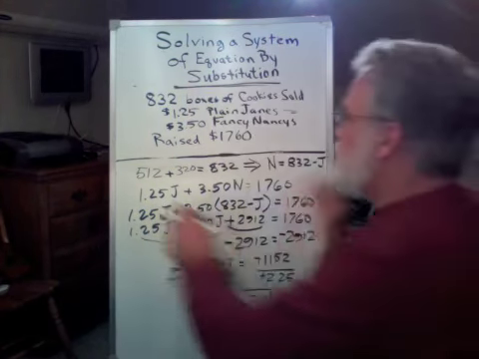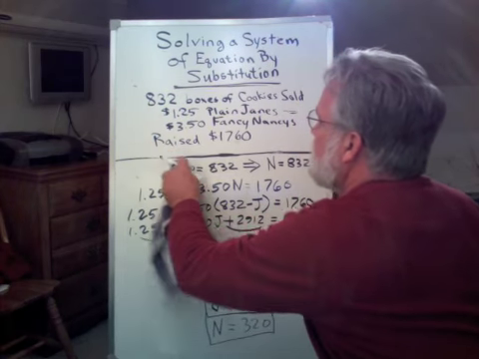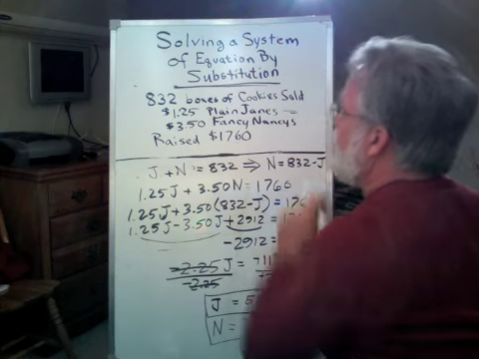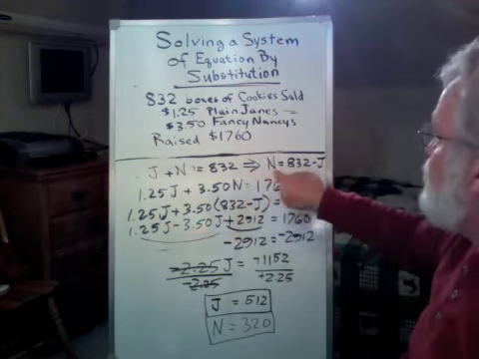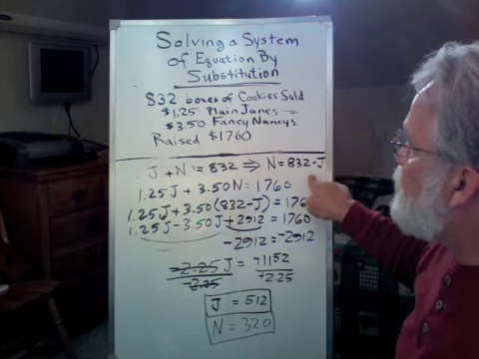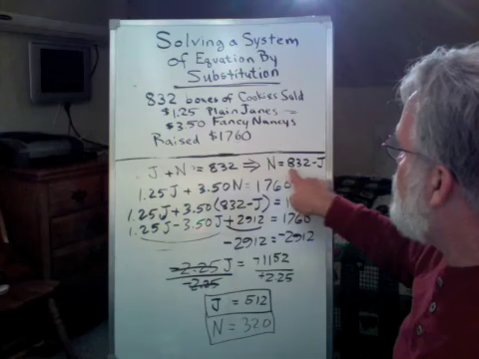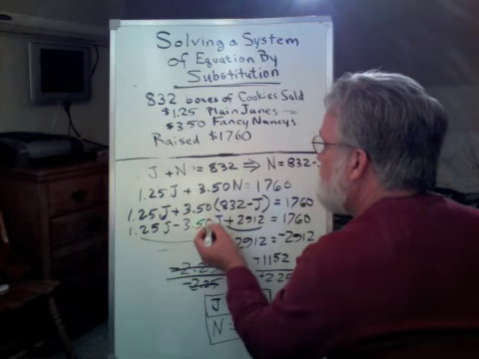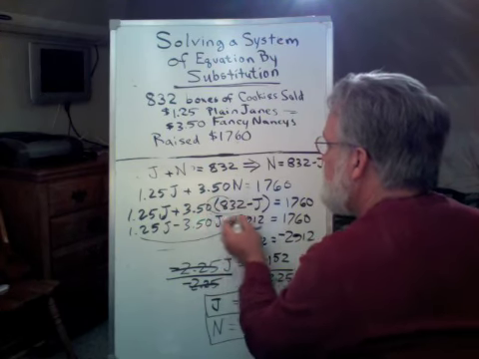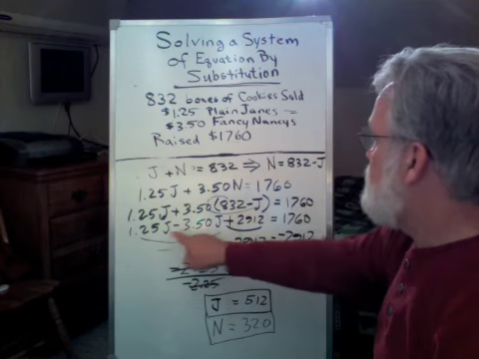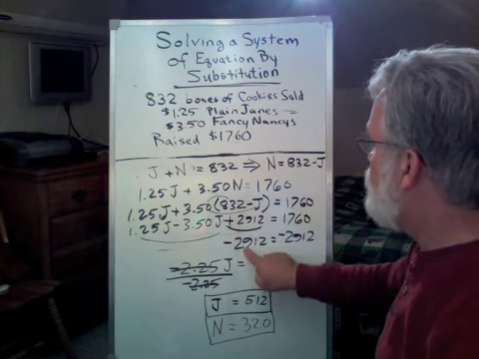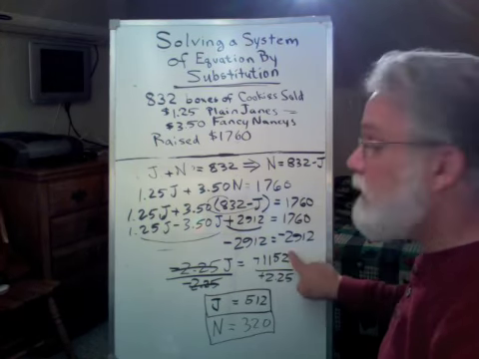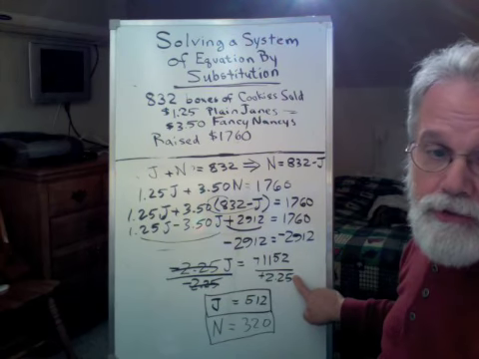No hocus pocus here. I just set the problem up correctly in the first place with Jane plus Nancy equal 832, of which I solved for N, substituted 832 minus J every place I saw an N, did distribution, moved that 2912 over to the other side and did my subtraction, came up with 1152 and divided by 2.25.